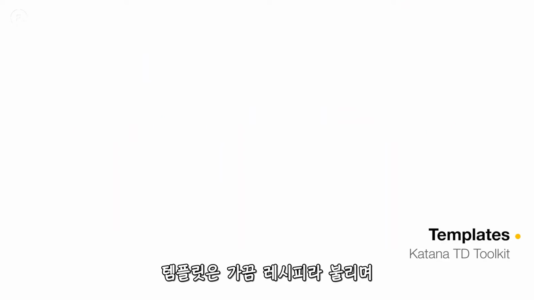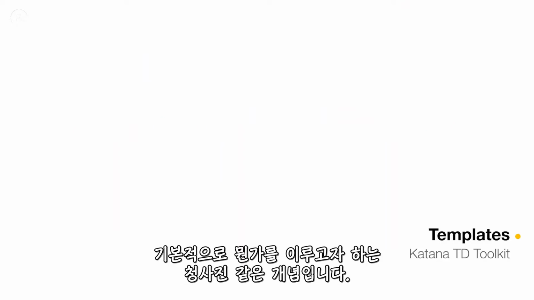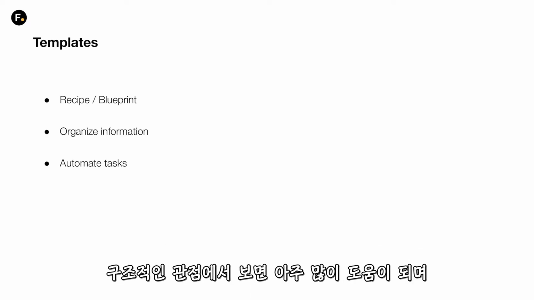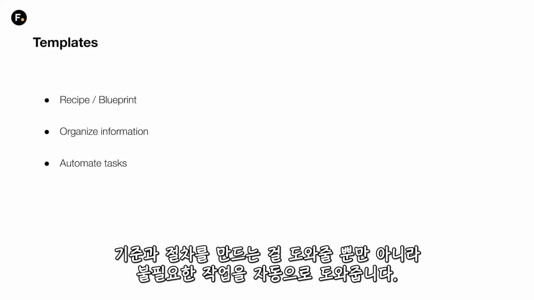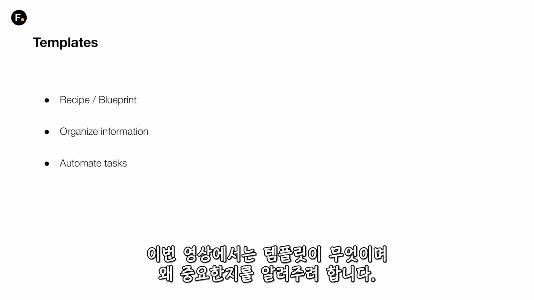Templates, sometimes called recipes, are essentially blueprints for something that we want to accomplish. They're very helpful from an organizational standpoint and help us to create standards and procedures, as well as to help automate redundant tasks. Over the course of this video, we're going to be talking about what templates are and why they are so important to us.